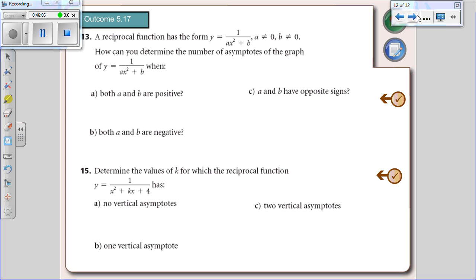13. A reciprocal function has the form 1 over ax squared plus b. How can you determine the number of asymptotes of the graph of y equals 1 over ax squared plus b when both a and b are positive, when both a and b are negative, or when a and b have opposite signs? So here's what we're going to do.